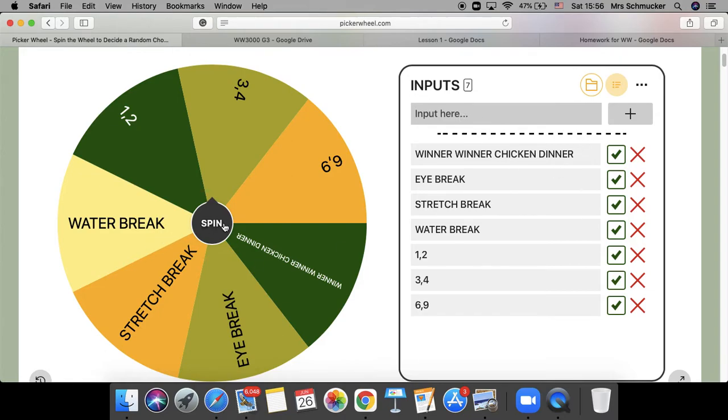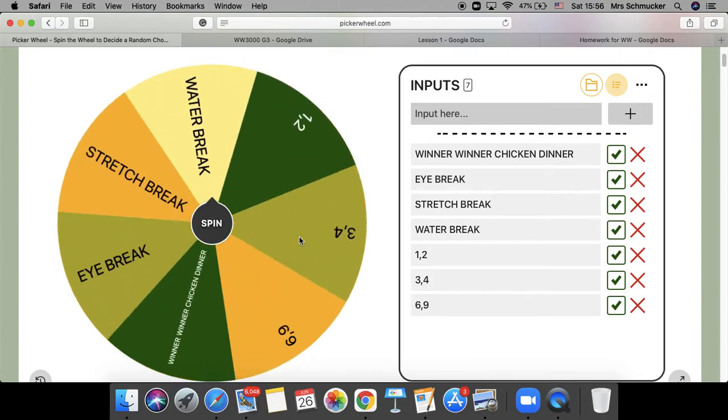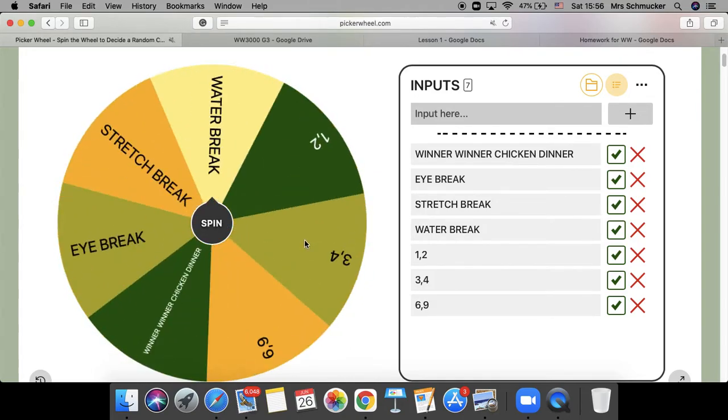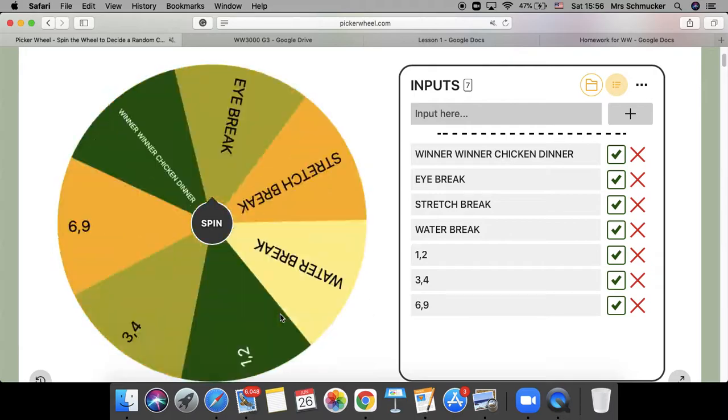And then you say, okay, all right, I'm just gonna go Tom first, right? So this one is for Tom. So you spin the wheel, and then let's see.